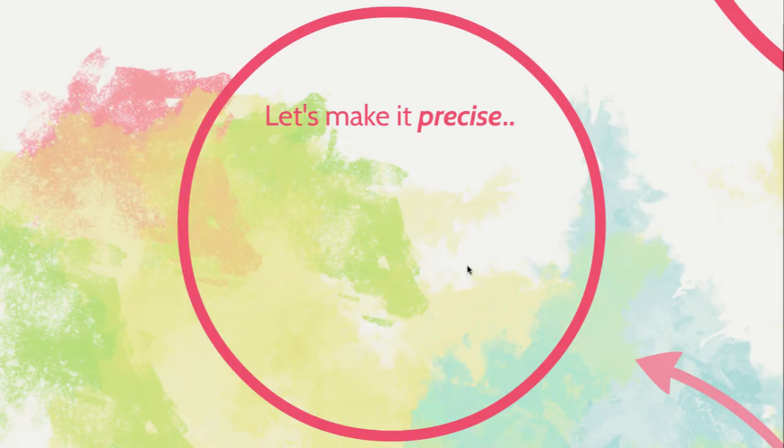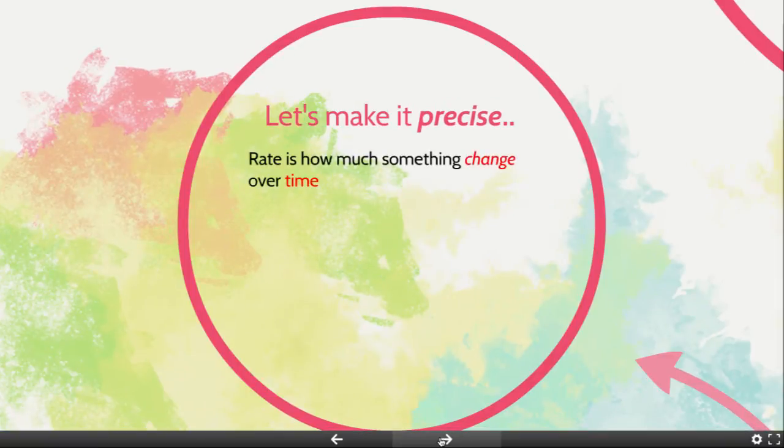Okay, let's make it precise. Most of the time, we can say, oh, this process is very slow, or it's very fast to boil an egg. But sometimes we want to use terminology to help other people understand exactly how fast or exactly how slow something is. So we're using the terminology called the rate. It is how much something changes over time.